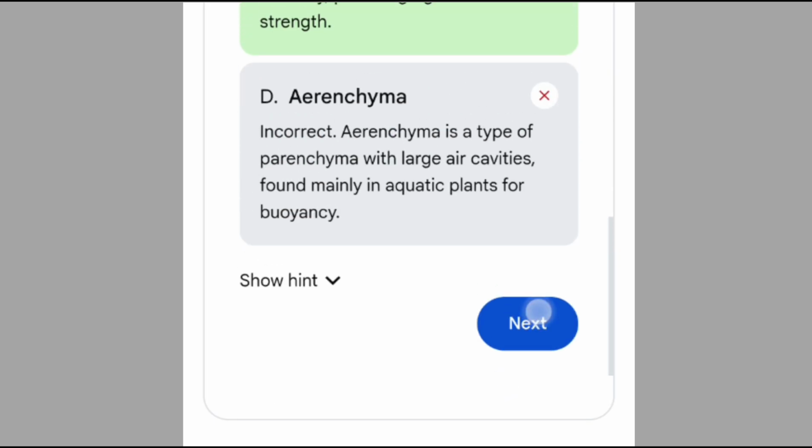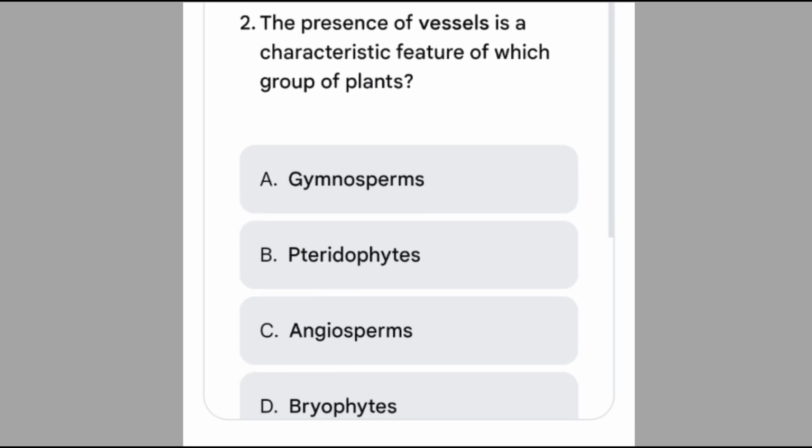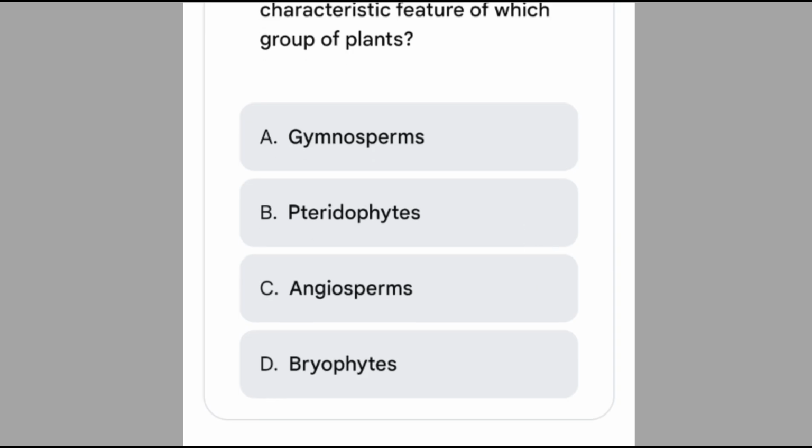Moving on to the next question. The presence of vessels is a characteristic feature of which group of plants? Bryophyte, angiosperm, gymnosperm and pteridophyte.